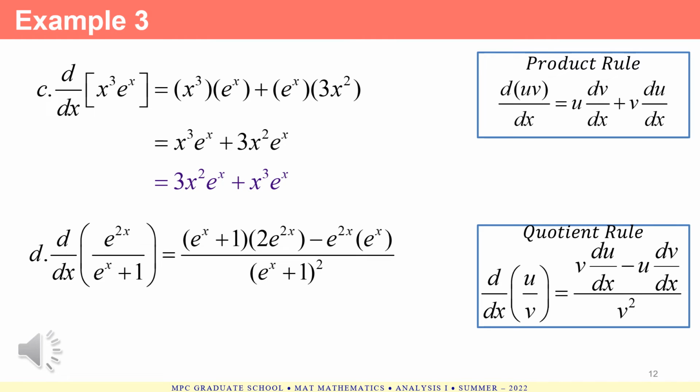So copy e raised to x plus 1 and then the derivative of e raised to 2x is 2e raised to 2x, minus e raised to 2x times the derivative of e raised to x plus 1. So that is e raised to x over e raised to x plus 1 squared. And then simplify. So our final answer here is e raised to 3x plus 2e raised to 2x over e raised to x plus 1 squared.